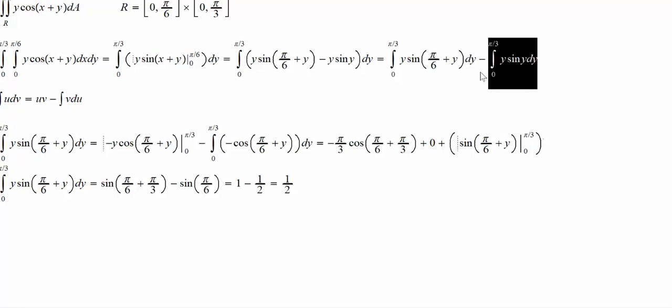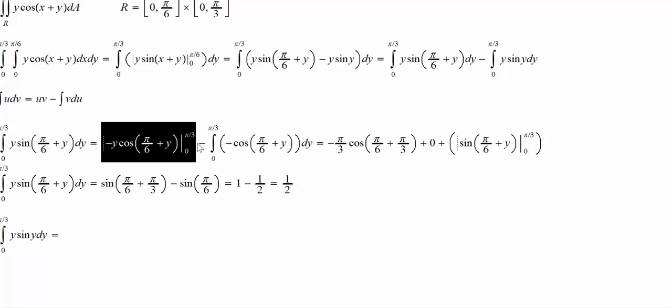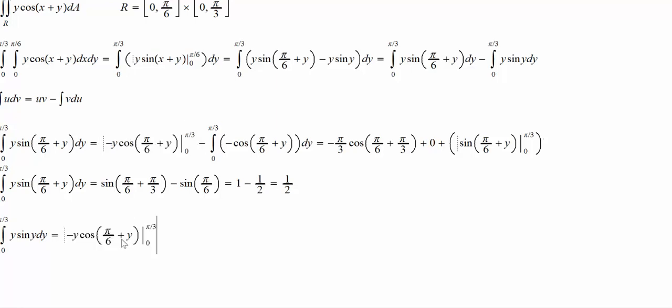That is, we have y sine y. So our uv will be what? I'm just copying and pasting for convenience. Let me just very quickly erase this. So u is y. Now dv is sine y dy. So the antiderivative would be negative cosine y, right? And then minus, we are again taking the integral from 0 to pi over 3, right? Okay, and then we have negative cosine y and then dy.